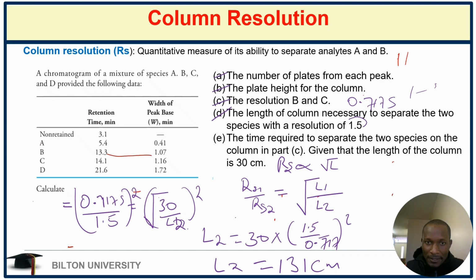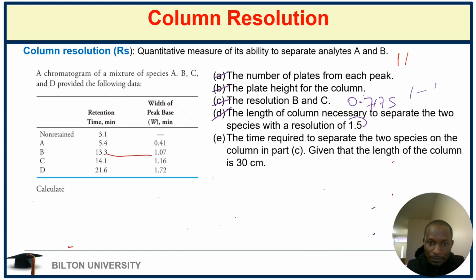Let's look at part E. The time required to separate the two species on the column in part C, given that the length of the column is 30 centimeter. So what we are going to do, retention time t_R1, and we have our t_R2 versus length 1 and length 2.